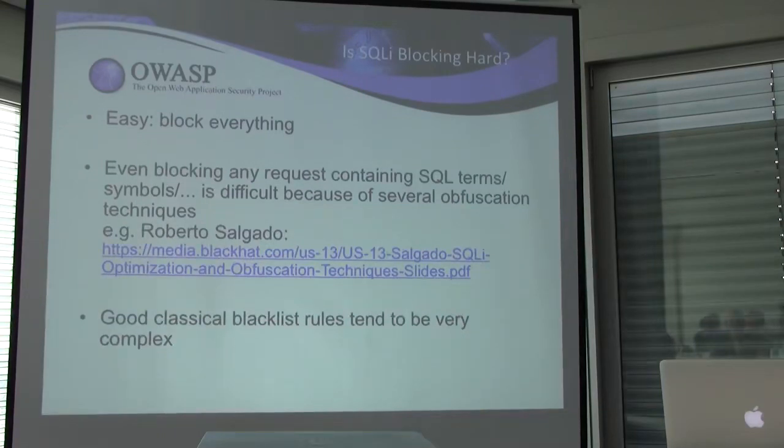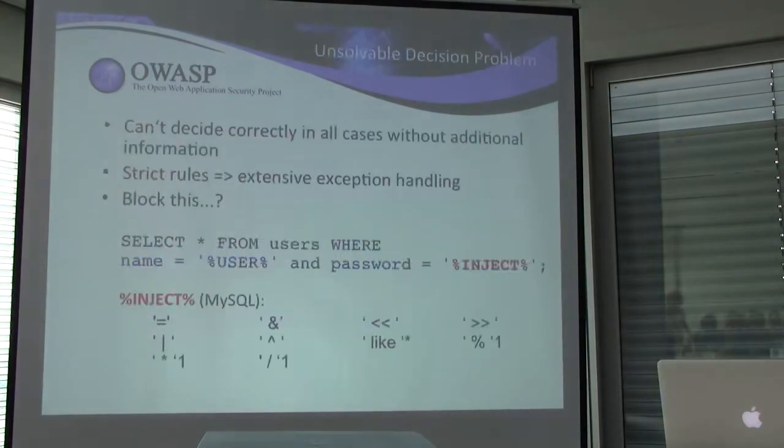When you are interested in these obfuscation techniques, I can recommend the presentation from Roberto Salgado a few weeks ago at Black Hat USA. So classical good blacklist rules tend to be very complex because they have to consider false positives, which we will see in the next slides. So unfortunately, this is an undecidable problem. You can't decide correctly in all cases whether it is SQL injection or not when you don't have additional information, which is usually the case for web application firewalls.